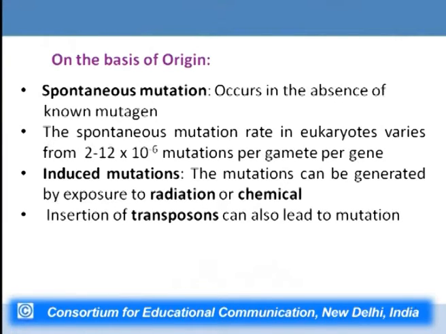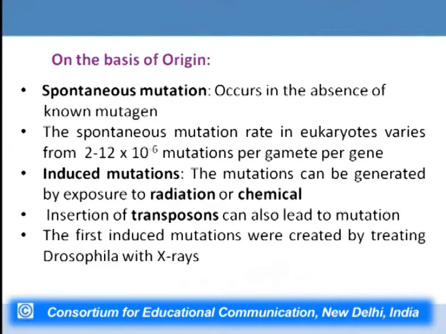And there is another way in which spontaneous mutation can occur, and that is insertion of transposon in the genome of the organism and jumping of transposon from one region to another region. This also leads to mutation. The first induced mutations were created by treating Drosophila with X-rays.